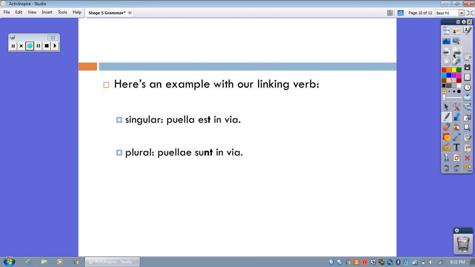And I'll use an example for our linking verb here. Puella est in via. Look, it's only one girl, and therefore we have est. T means he, she, it. Here, the girl is in the street versus puellae. It's plural. So our verb needs to be plural. Sunt in via. The girls are in the street.